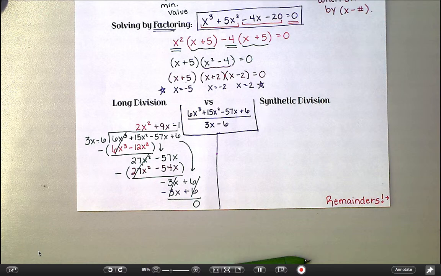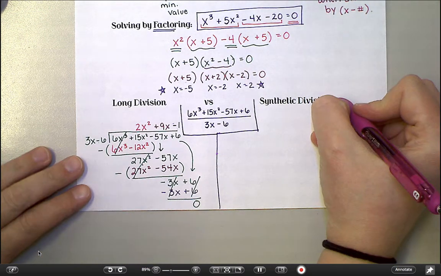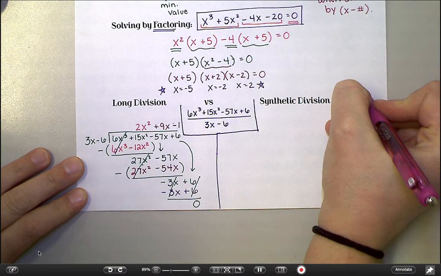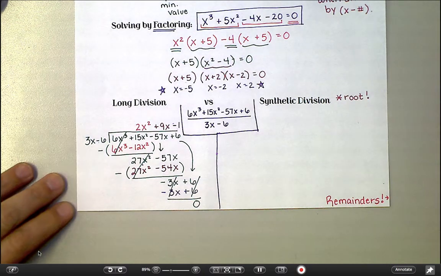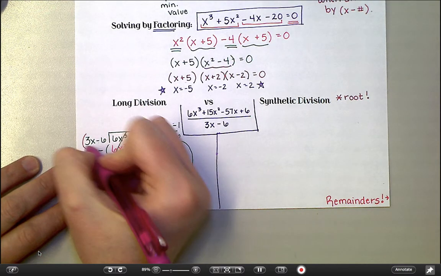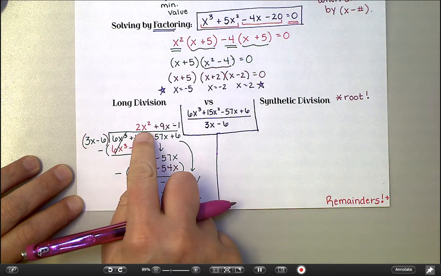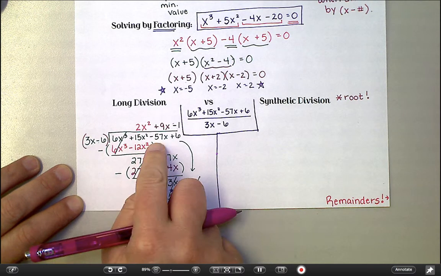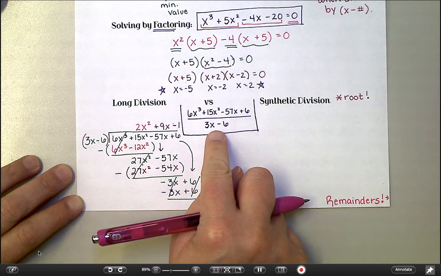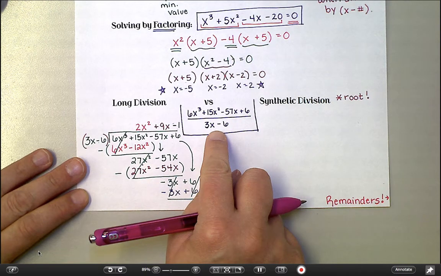Your alternative to long division, especially on a timed test, would be using something called synthetic division. For synthetic division, it's important that you are using the root and not the factor. So what's the difference? Well, 3x minus 6, that is a factor, right? This is us saying that 3x minus 6 times this thing would give us back our original. What we want to know is what the root is that's associated with 3x minus 6.